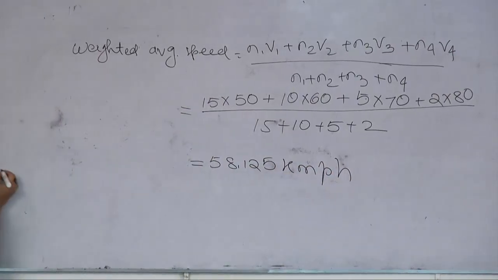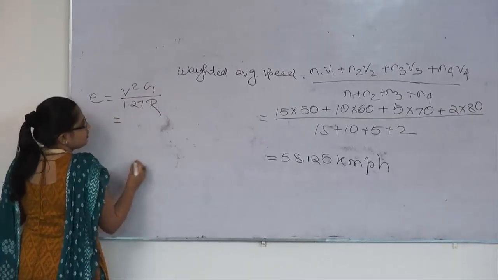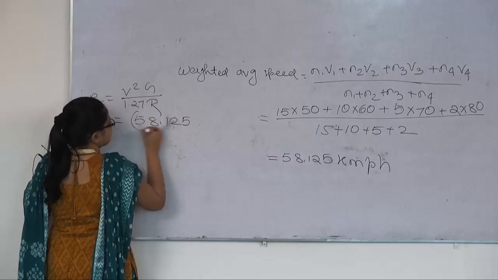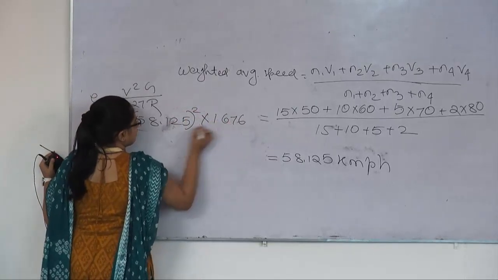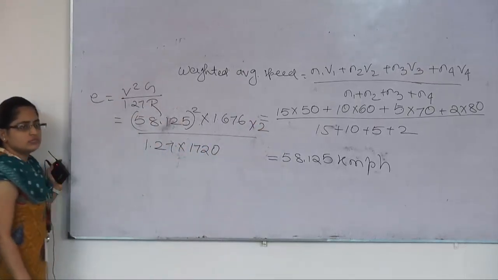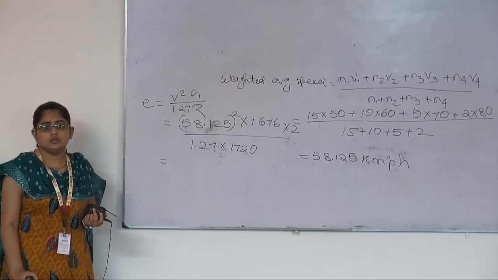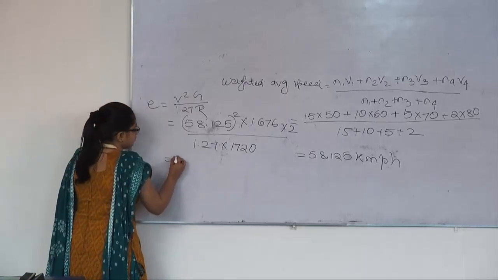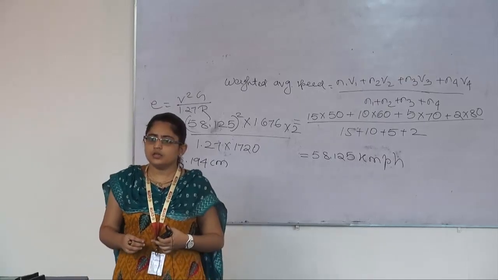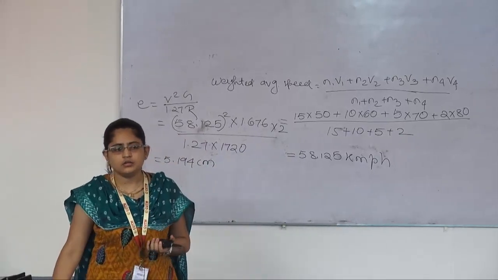So what is the super elevation? V squared is how much here? 1.27 into 2. How much? 5 point. Okay, so is everyone clear about super elevation, negative super elevation, and your problems?